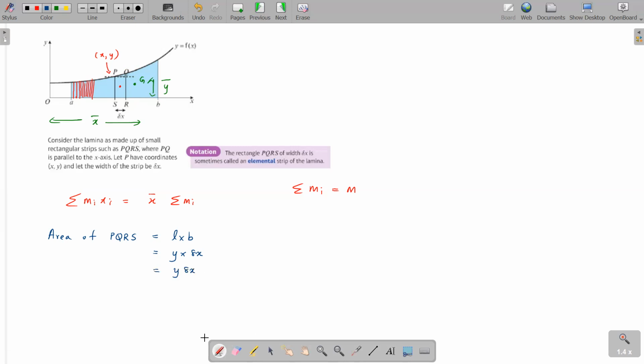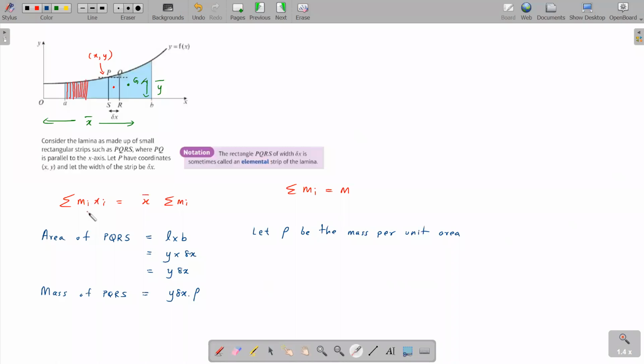Now let's get the mass of PQRS. How do you get the mass of the rectangle? As in M2, we need to multiply by a simple constant. Let's say the mass per unit area is rho. So if the mass per unit area is rho, and you have y times delta x as the area, then to get the mass you take y delta x and multiply it by rho. Do you agree?